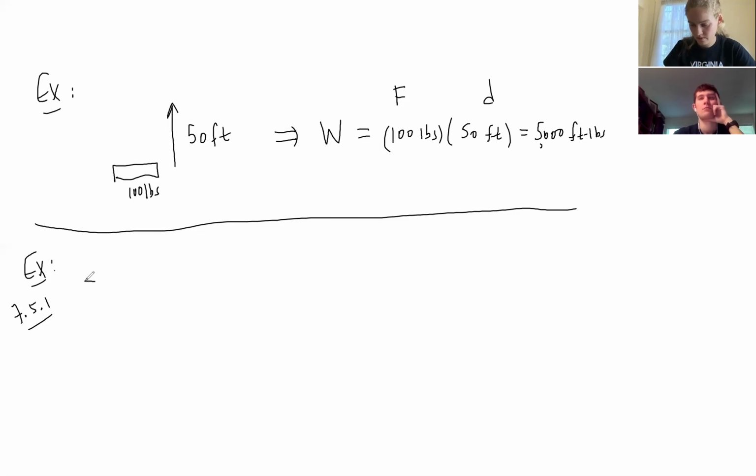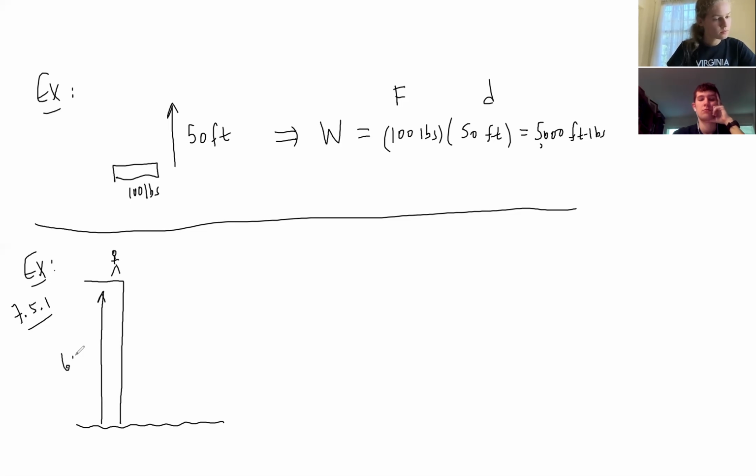You're standing on top of a building here. You're standing here, or a cliff. It says a cliff, and it says that the cliff is 60 meters high. So now we're going to switch to the metric system on this one.